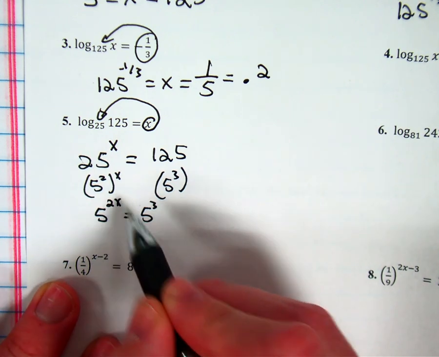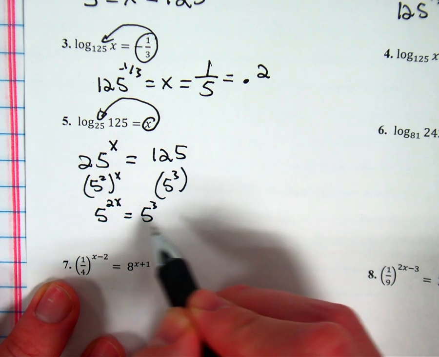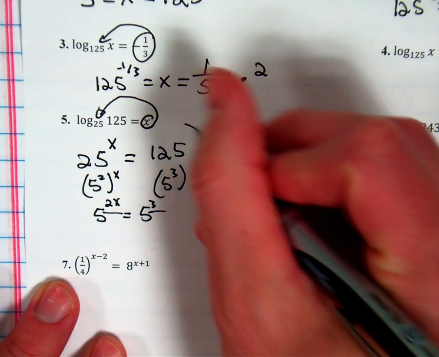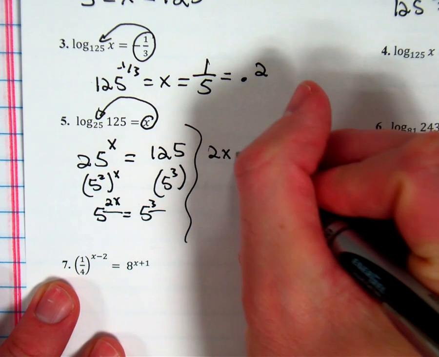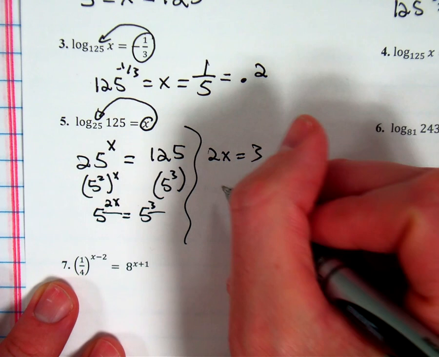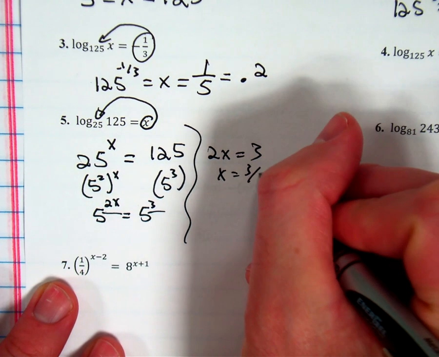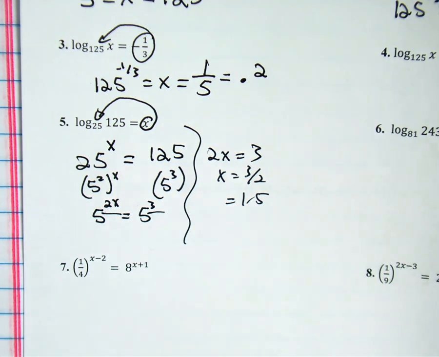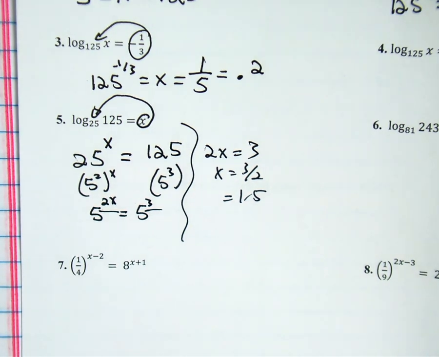5 to a power equals 5 to another power. That's only possible if the two powers are equal. 2x equals 3. X equals 3 halves, or 1.5. Moving on down to the next one.